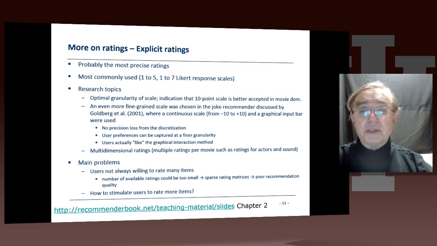There were studies which showed that the 10-point scale was better accepted in the movie domain. And actually, when we looked at the Kaggle site, I think we looked at the joke recommender system, where a continuous scale was used and a nice graphical input bar to set the scale. That sort of increased the fun of doing all of this and was proven to be quite successful. As far as I know, people have not studied whether it's better to use finer resolution, and I believe 1 to 5 is fine.